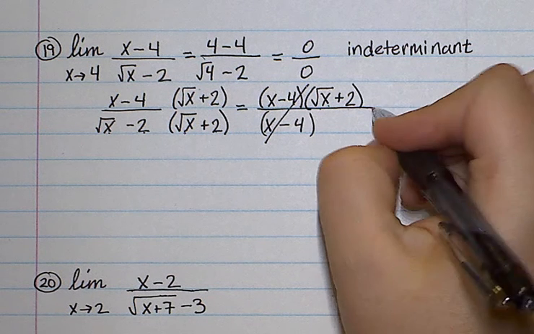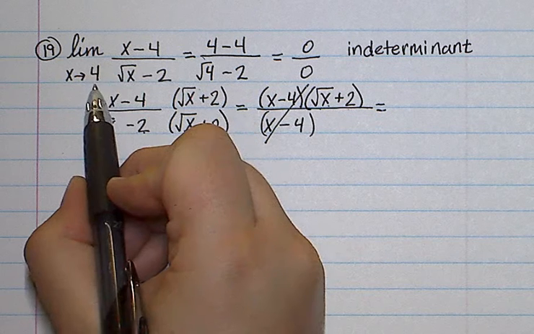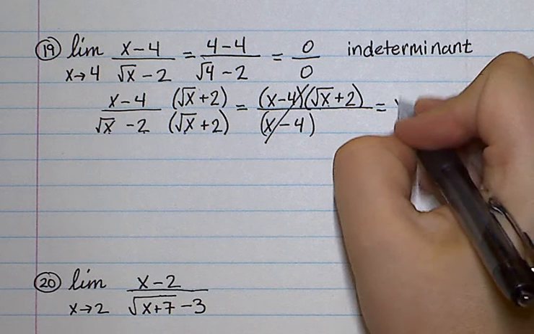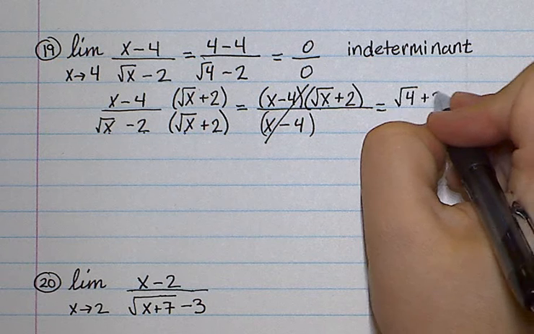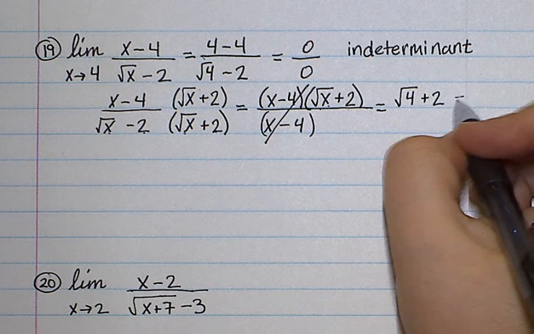So instead, I'm going to go ahead and substitute the value of x, 4. And I'll say the square root of 4 plus 2. Square root of 4 is 2. 2 plus 2 is 4.